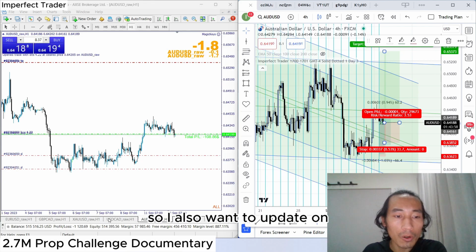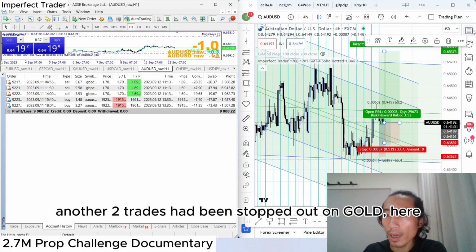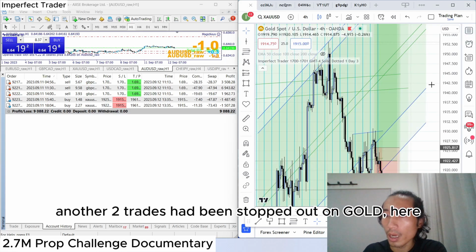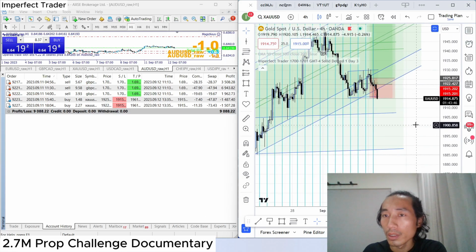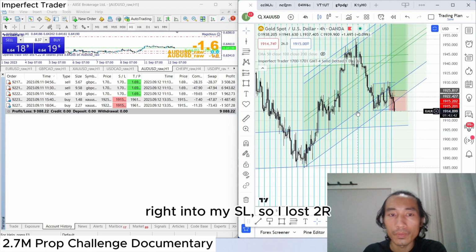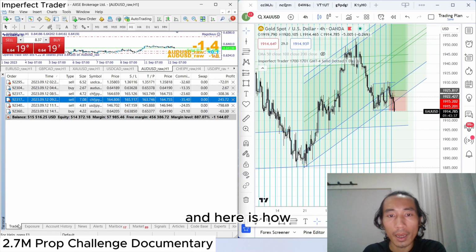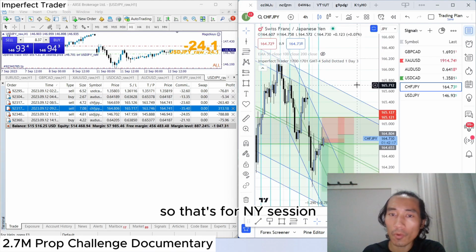I also want to update on another 2 trades that were stopped out on gold here. So you can see that price traded down right into my stop loss. So I lost 1-2R. And here is how the opening trades look, so that's for the New York session.